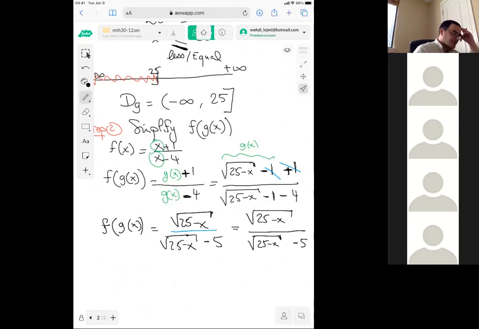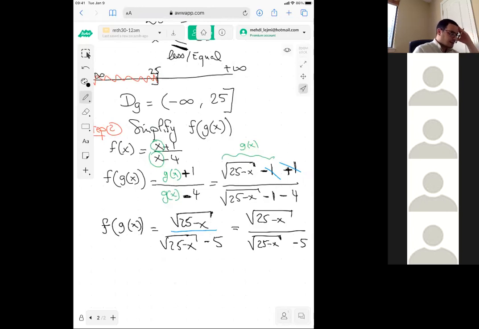So again, guys, be careful. In the denominator, you cannot subtract the 5 from the 25, because the 25 is under the square root. You cannot mix the terms under the square root with the one outside the square root. You cannot cancel out the square root of 25 minus x because in the denominator, it's not a multiplication, it's a subtraction.